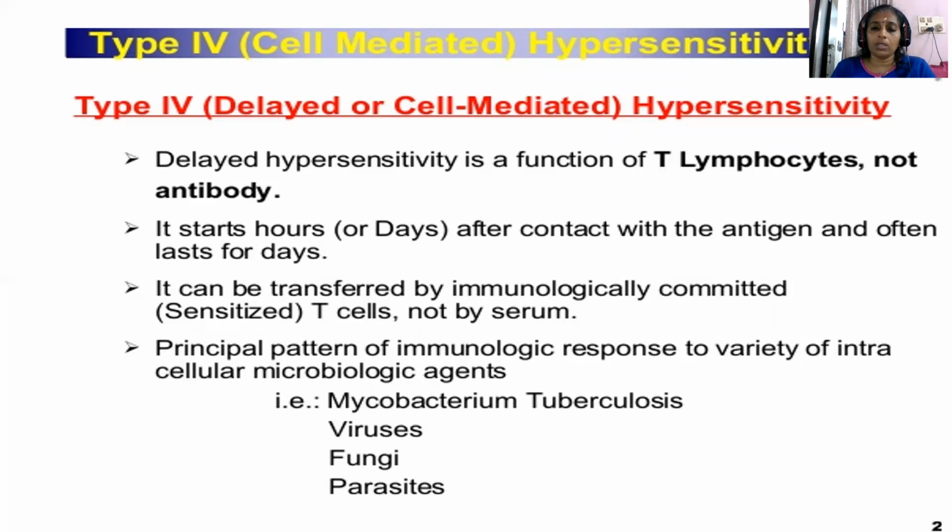Delayed hypersensitivity is a function of T lymphocytes, not antibodies. It starts within hours or days after contact with an antigen and often lasts for days. It can be transferred by immunologically committed T cells, not by serum. Various types of microbes like Mycobacterium tuberculosis, viruses, fungi, and parasites can evoke type 4 hypersensitivity reactions.